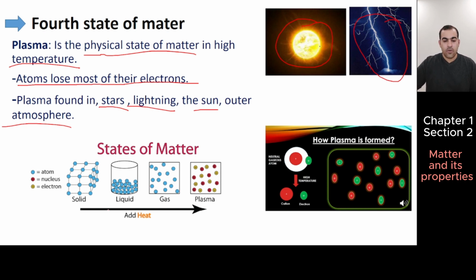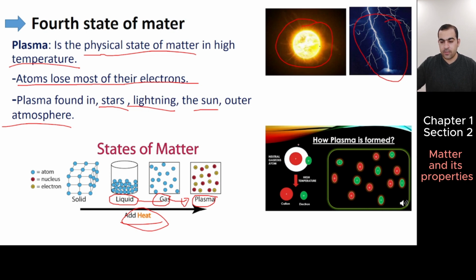So look, you add heat to a solid, it changes to a liquid. You add more heat, it is going to be a gas. In the gas state, if you add even more heat, the gas particles are going to be plasma. But at that time, electrons are going to be lost out of the atom.